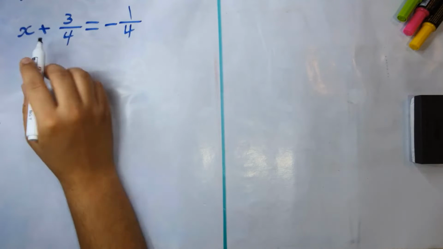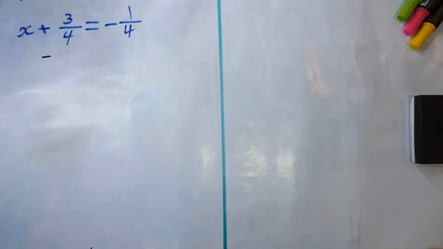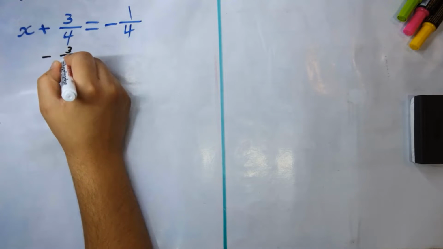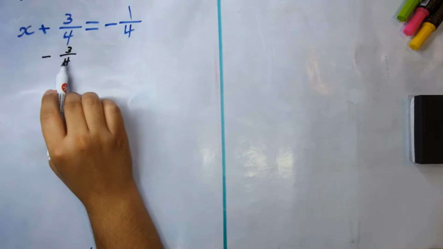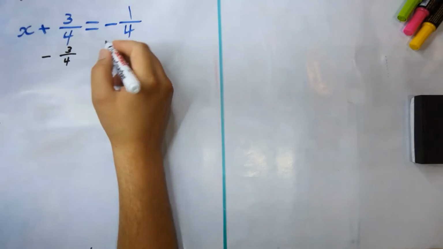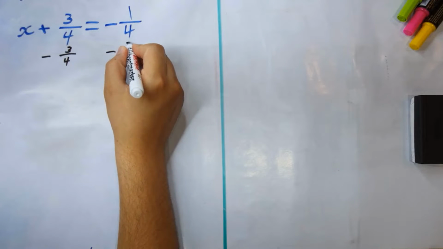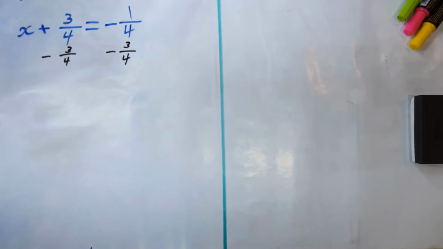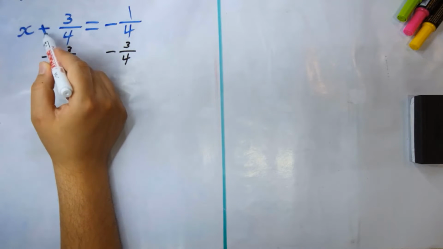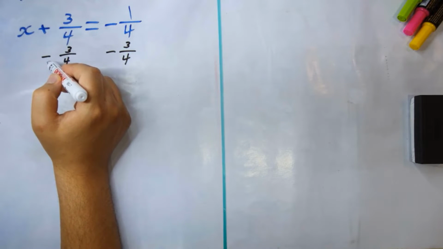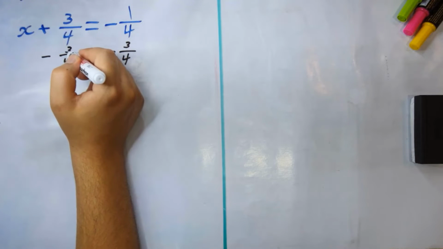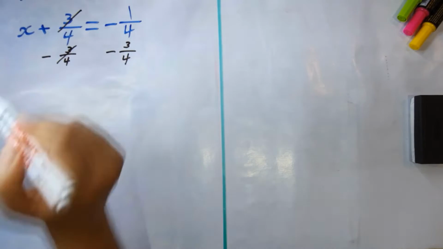To remove plus, we do minus, the same number, 3 over 4. But if you do anything on the left side, you should do the same thing on the right side. Minus 3 over 4. Positive and negative, different signs, then you should do minus. Okay, 3 over 4 minus 3 over 4 is 0.